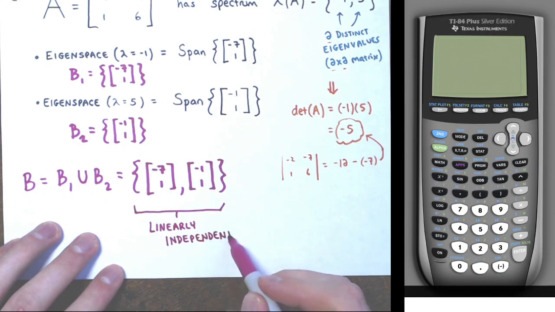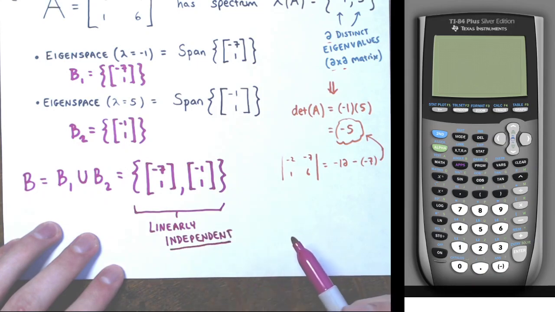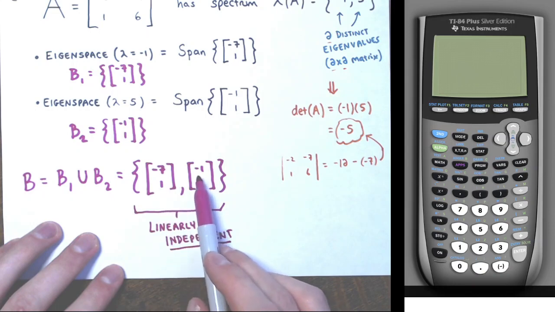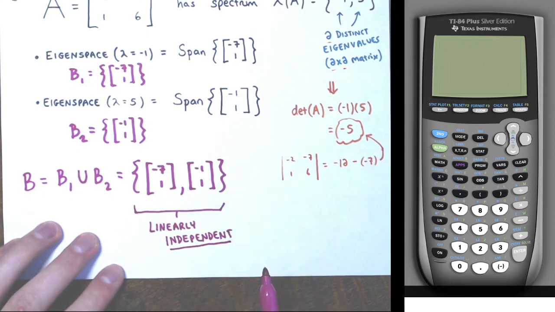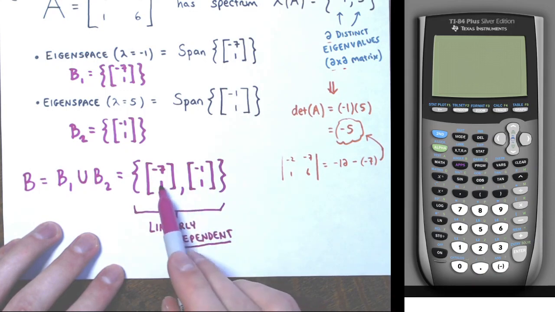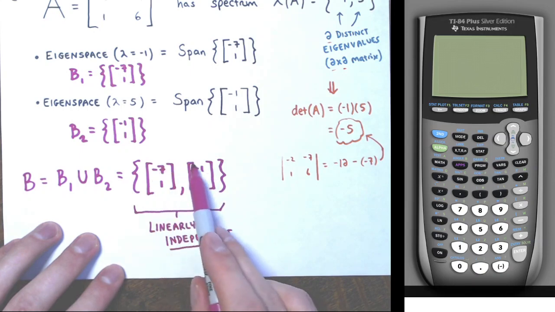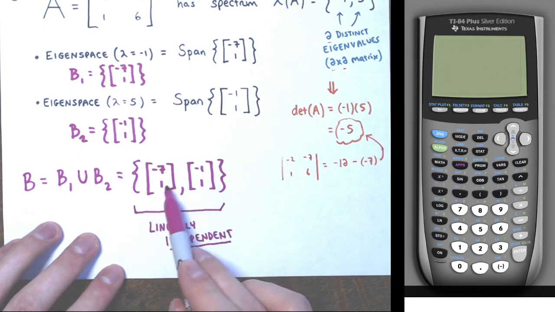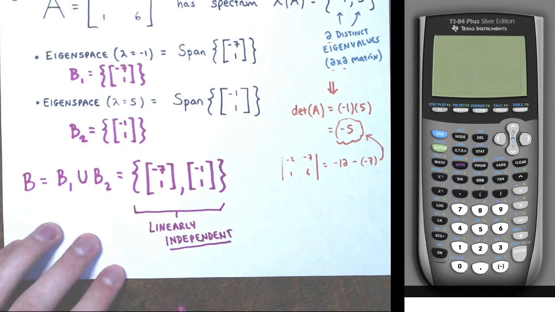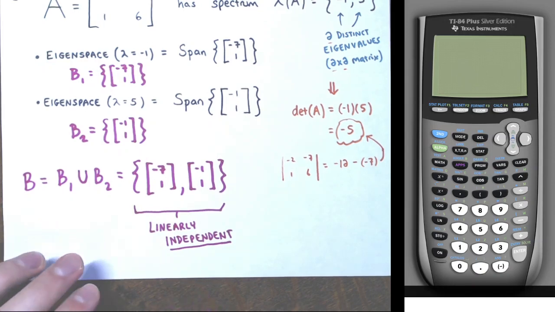Remember, another way to show this was to make a matrix with these as columns and then put it in reduced row echelon form. If each column in echelon form was a pivot column, then the vectors were independent, and that would happen here. In fact, if you made a 2 by 2 matrix with these column vectors and put it in reduced echelon form, it would be the identity matrix. Every column would be a pivot column. You can double check that on your own if you wish.